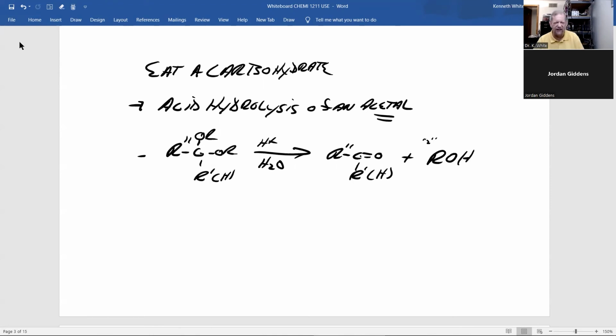So when you eat a carbohydrate, you should know how to describe with words and a general reaction what happens. Well, in words: acid hydrolysis of the functional group that holds glucose together in starches, carbohydrates, which is an acetal. And here's the general reaction. Acetal, acid, and water, you get back the aldehyde plus the alcohol you would have used to make that acetal or ketal.